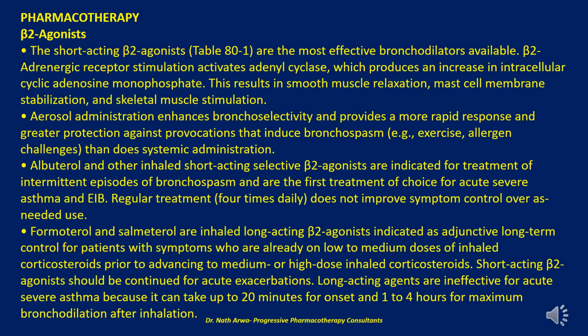Let's now progress to pharmacotherapy of asthma. We will begin with beta-2 agonists. 1. The short-acting beta-2 agonists, listed in Table 8-1, are the most effective bronchodilators available. Beta-2 adrenergic receptor stimulation activates adenyl cyclase, which produces an increase in intracellular cyclic adenosine monophosphate. This results in smooth muscle relaxation, mast cell membrane stabilization, and skeletal muscle stimulation.